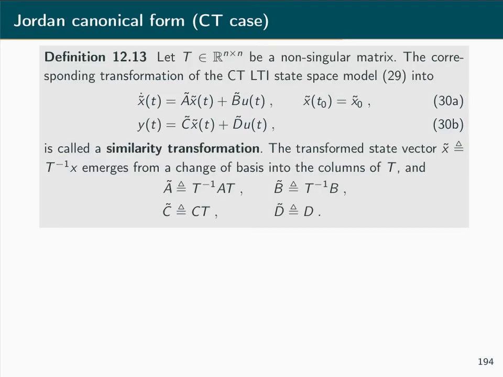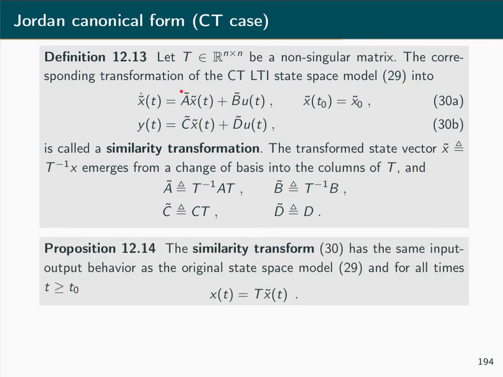This so-called similarity transformation is summarized for the continuous time case in Definition 12.13. Here T is some non-singular matrix, and the corresponding transformation of the continuous time linear time invariant state space model into this continuous time linear time invariant state space model is called a similarity transformation. The transformed state vector x tilde, which is defined as T inverse times x, emerges from a change of basis of the Euclidean basis of the vector x into the columns of T. The system, input, output, and throughput matrices of the similarity transform are given by these formulas, which are exactly the same formulas as for the discrete time case.